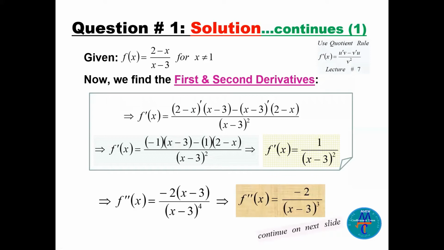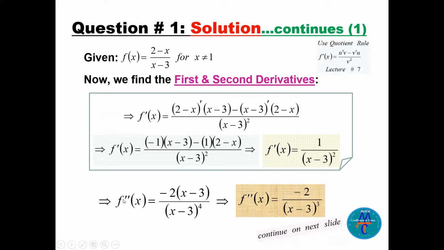So we find the first derivative in normal. This is a fraction, so that's the quotient rule, u prime v minus v prime u divided by v squared. This is lecture number 7. Do that, check it please. The derivative here minus 1, x minus 3, minus, in the formula, the derivative is 1, 2 minus x over x minus 3 squared. When you simplify, you get f prime equals 1 over x minus 3 squared.